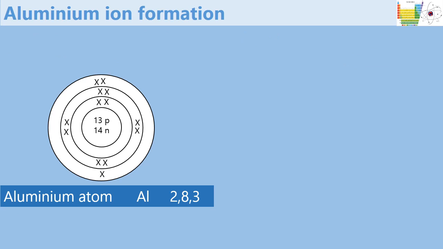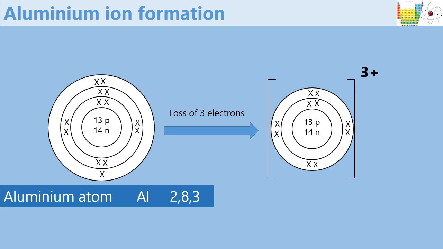Will aluminium lose 3 electrons or gain 5? It would probably lose 3 electrons because it requires less energy to lose 3. The resultant is the aluminium ion, which we draw like this. Since it lost the 3 electrons, we do not draw the third energy level, so we will not draw the third energy level in the aluminium ion.